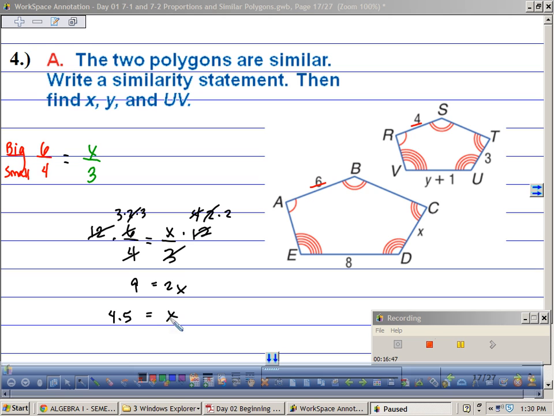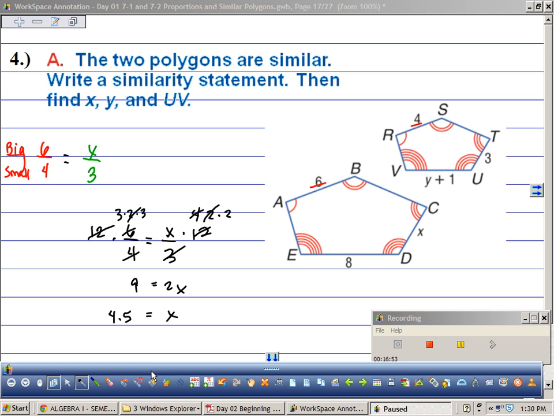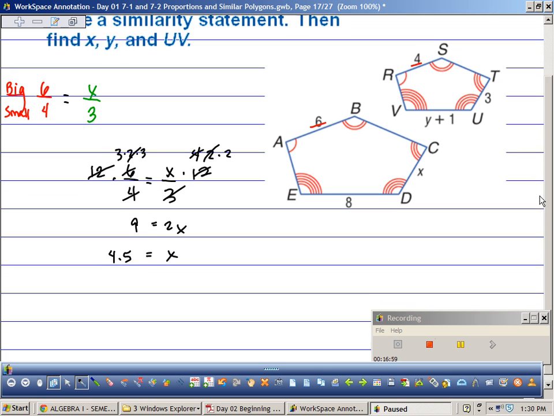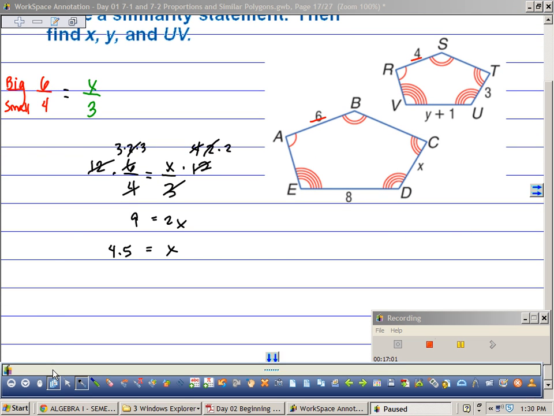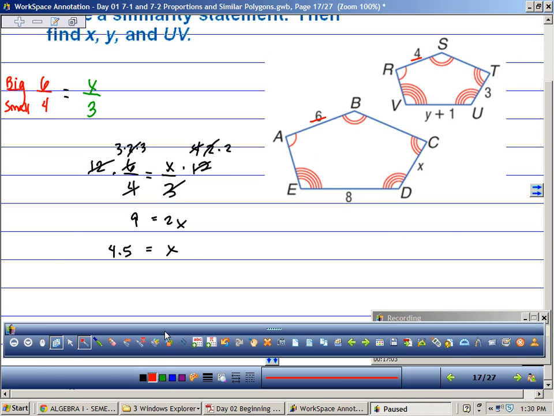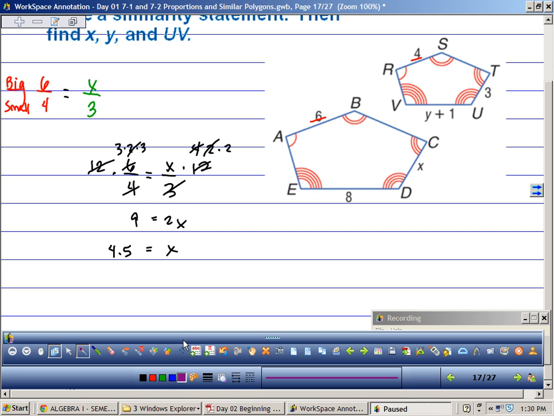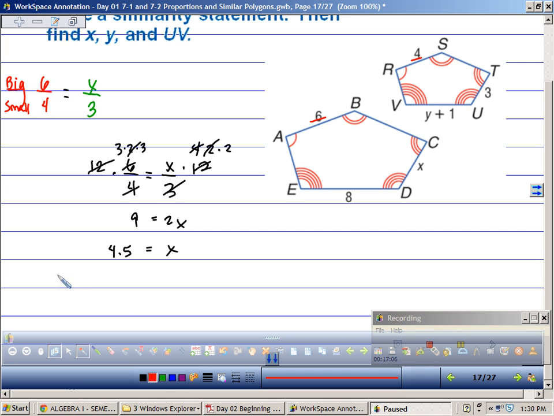So it asks me to find x. It asks me to find y. How am I going to find y? Wouldn't I just set it up exactly the same way? Let's use a different color this time. So 6 divided by 4, isn't 6 divided by 4 really... So isn't it really 3/2?